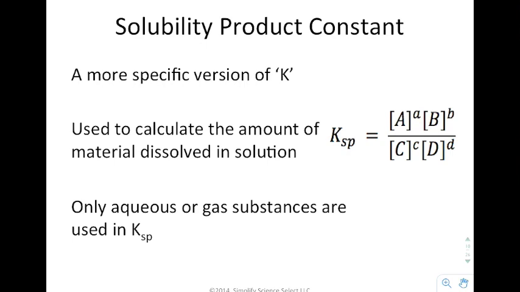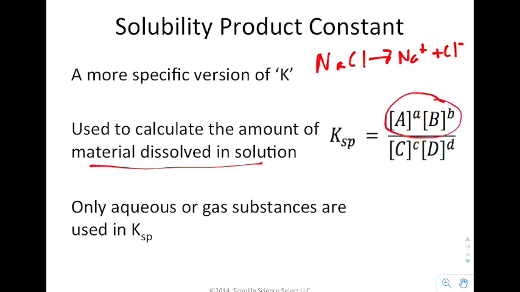So whenever you write one of these KSP expressions, it is specifically saying, okay, I'm looking at KSP, which means I'm only looking at NaCl going to Na+ plus Cl-. Okay. It is used to calculate the amount of material that's actually dissolved, because once you calculate this value, it'll show you how much is dissolved and how much is at the bottom.